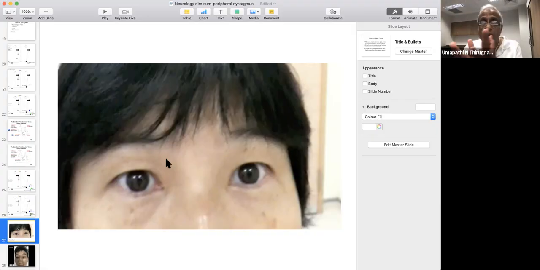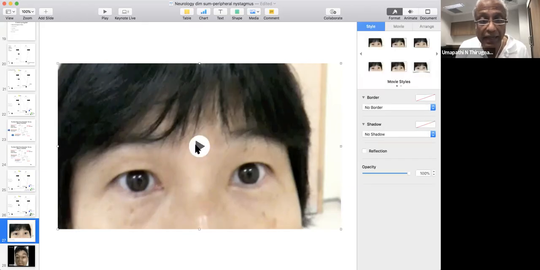So the same way the Romberg sign applies to the eye for peripheral nystagmus, but in central nystagmus, whether the person's eyes are open or closed, it doesn't seem to make a difference, because the cerebellum itself is faulty. So it's not able to suppress the nystagmus with visual fixation. So eyes open, eyes closed, with the glasses, without the glasses, the nystagmus looks the same.